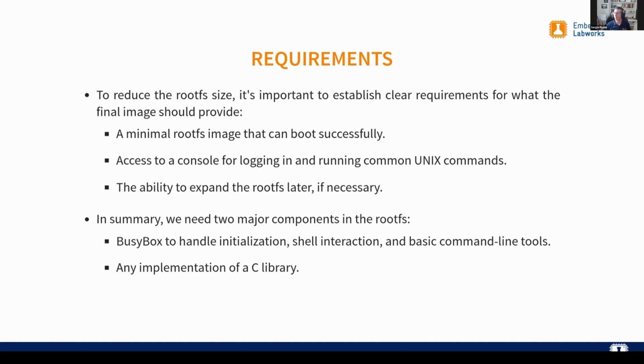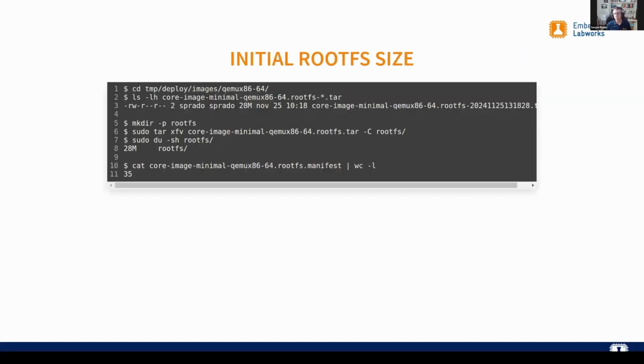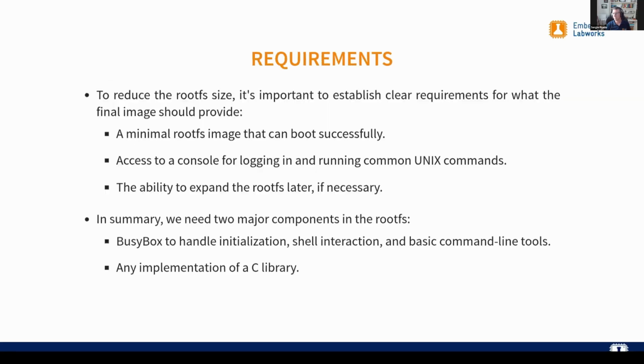But it will probably not be that useful, right? So let's say we want a very small root file system that can boot successfully, that can get us into a shell, and we can run some simple commands like ps, top, cat, grep. That's our main requirement. So that means maybe just BusyBox and libc, for example. Let's see if we can get there, right? Because the initial image, the default image, has much more than that, with the configuration that we have here.